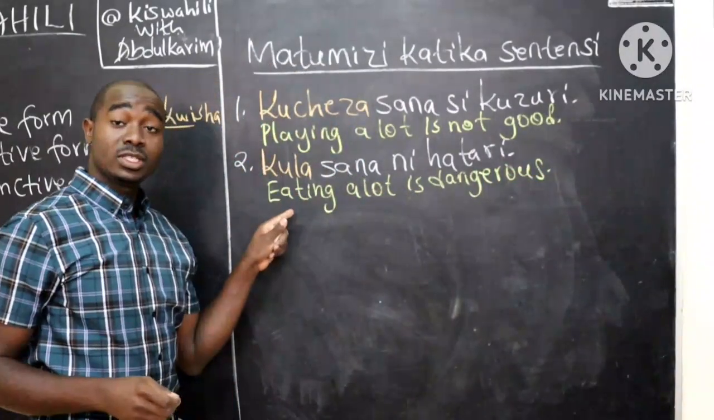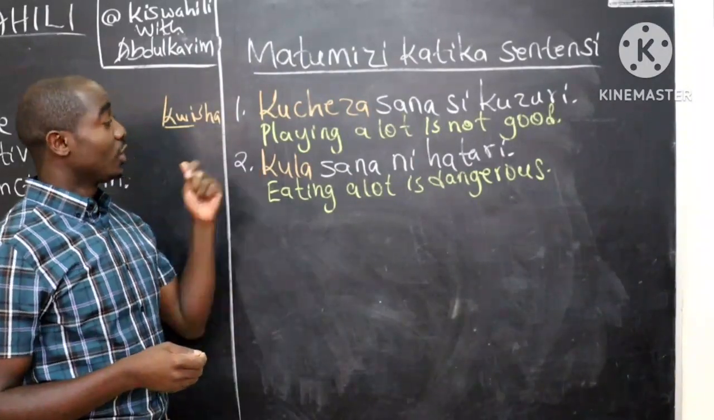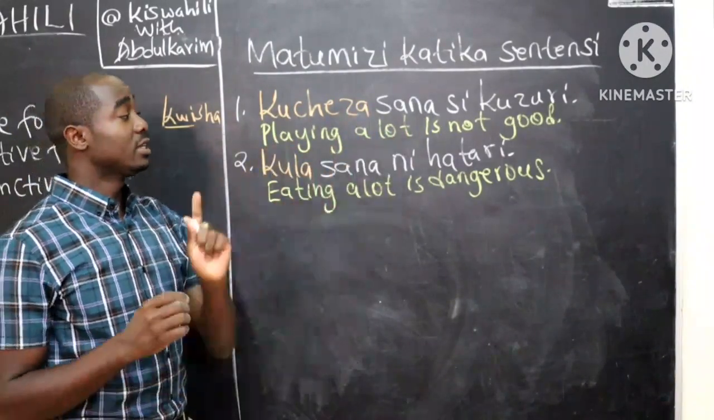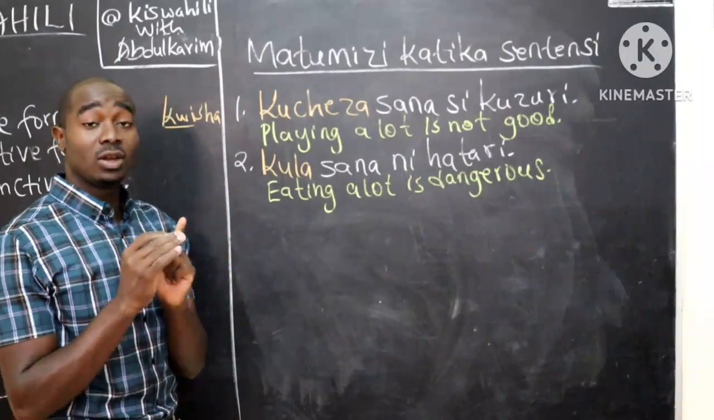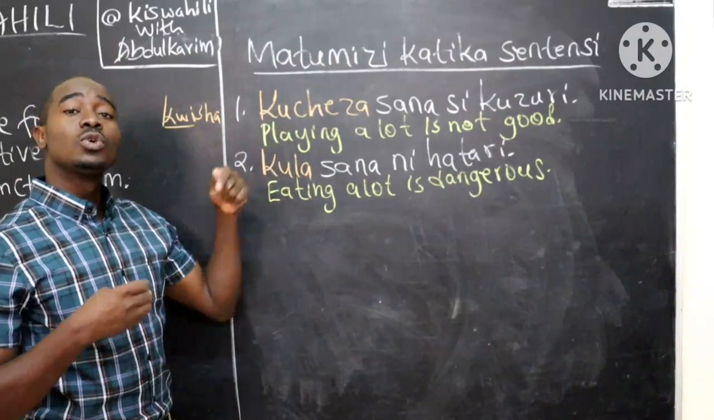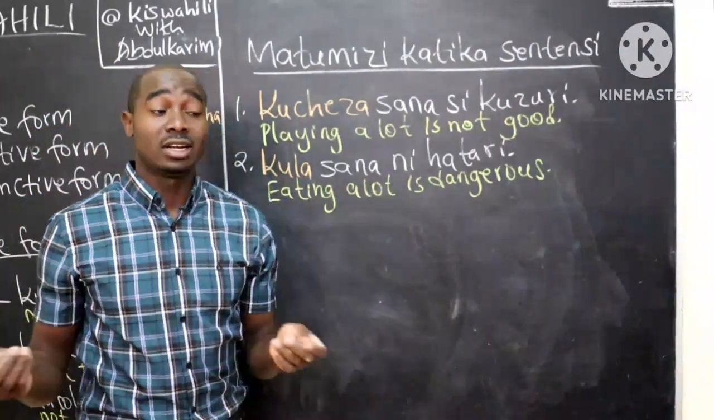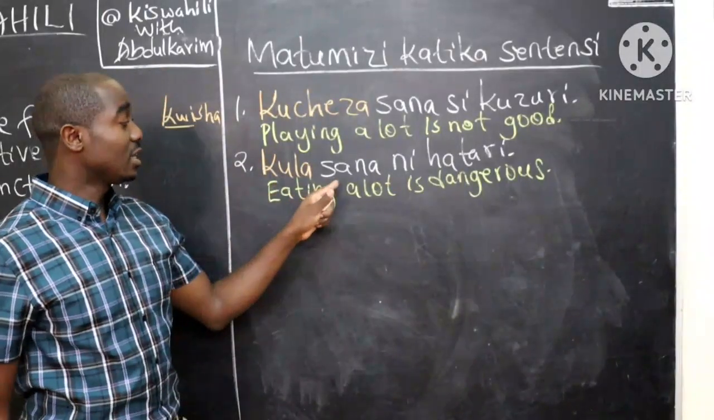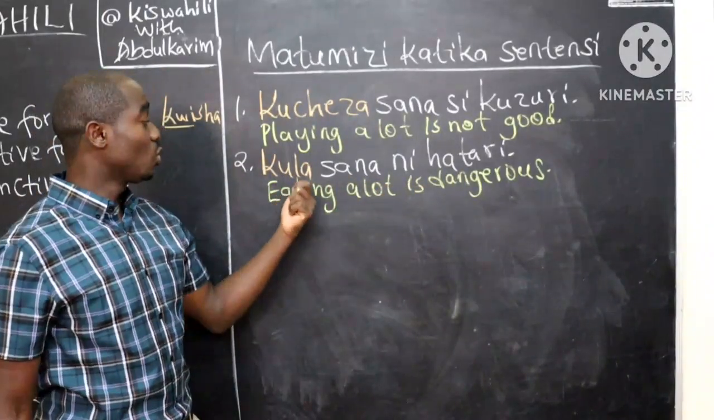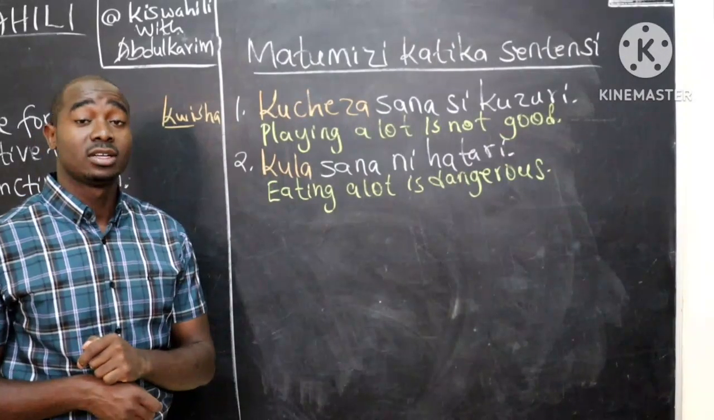These two examples show nominal verbs. We can say kucheza sana, si kuzuri, which means playing a lot, not good. When you want to negate this, we'll say kutocheza sana, si kuzuri. Kutocheza sana. Kula sana ni hatari, kutokula sana. Kutokula sana. Sawa.